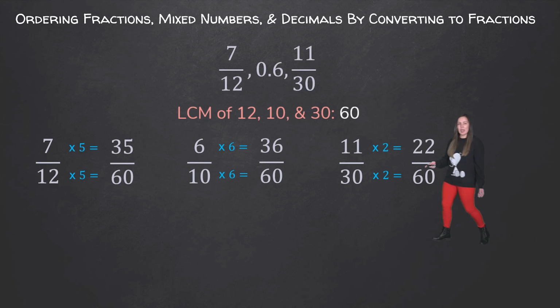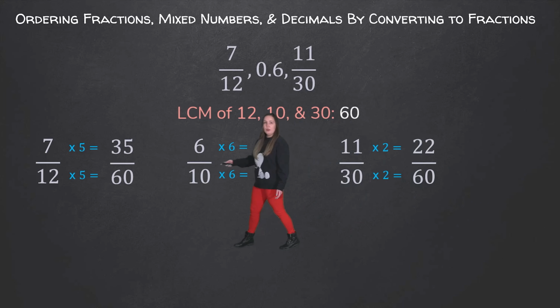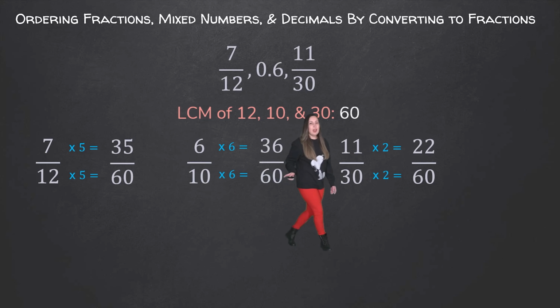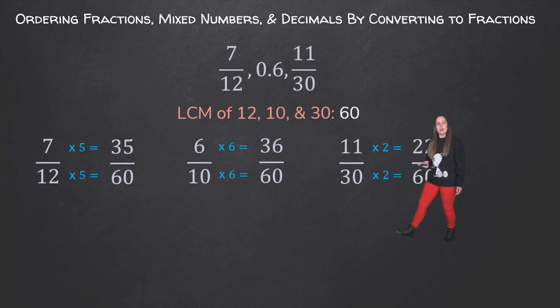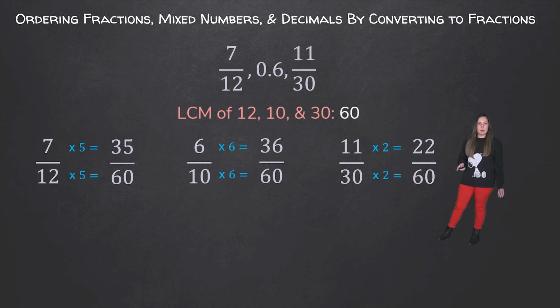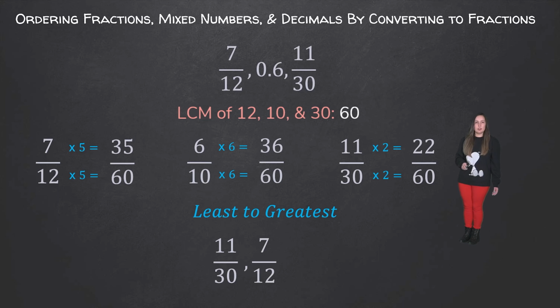So, now we have 35 over 60, we have 36 over 60, and we have 22 over 60, and because we have the denominator of 60, that makes it easier to compare all 3 of these. Smallest one being 22 over 60, which is 11 over 30. Then we have 35 over 60, which is 7 over 12. And then we have 36 over 60, which is 6 over 10, which originally was just 6/10. And so that's our numbers in order from least to greatest.